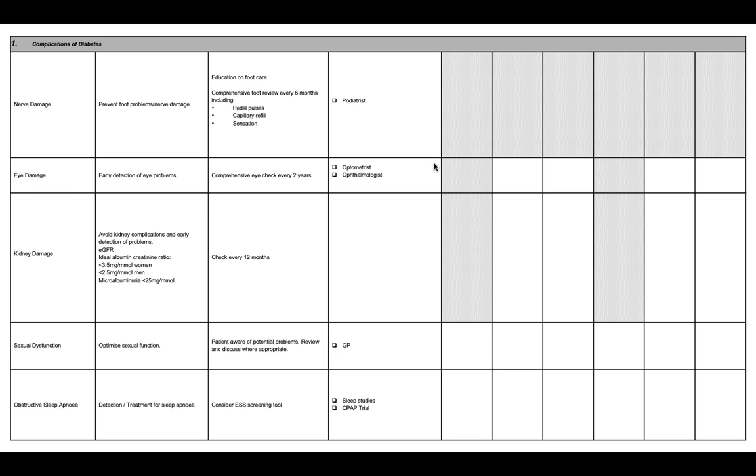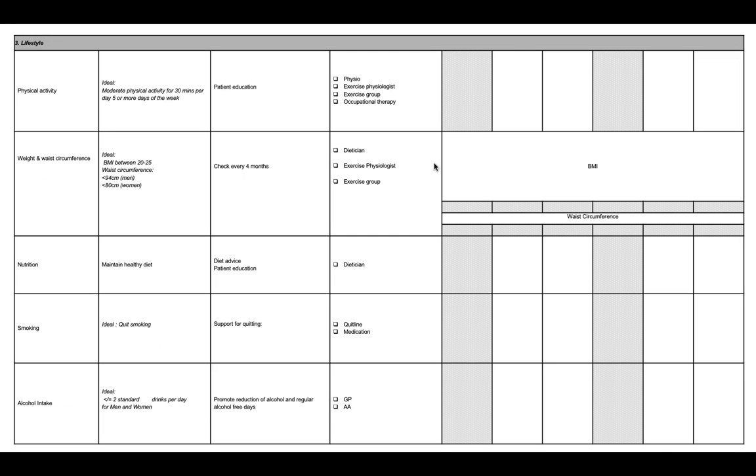So here we've also added in sexual dysfunction and obstructive sleep apnea. So things to ask these patients. Consider, I think it's the Epworth Sleepiness Scale. So we have that on a link. So they can just ask these questions of these patients. Physical activity, weight and waist, nutrition, smoking, alcohol. Again, all components of the diabetes cycle of care.